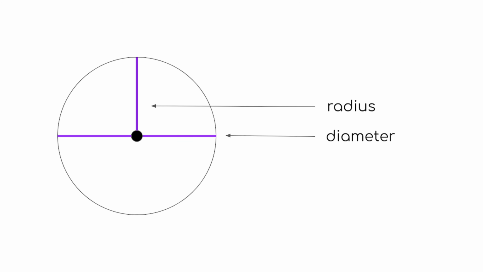And you should also notice that your diameter is like two radiuses, or radii. Two of them put together, so your diameter is just equal to 2r. And you should also know that the diameter splits the circle in half.